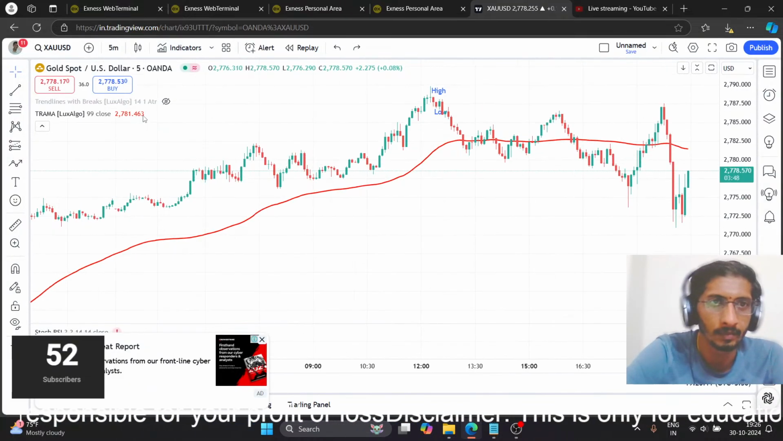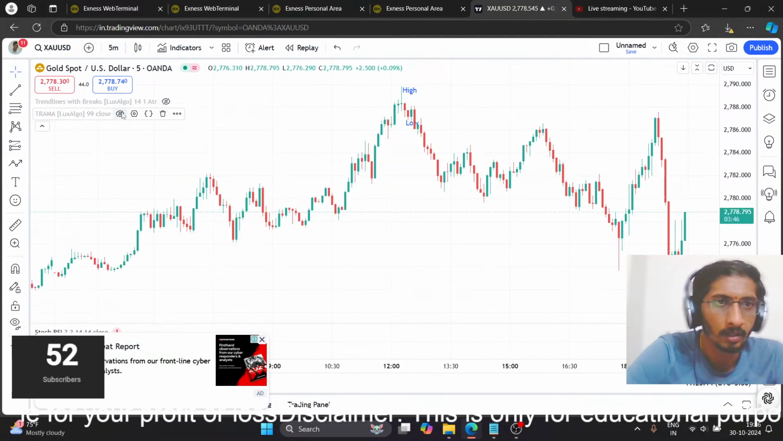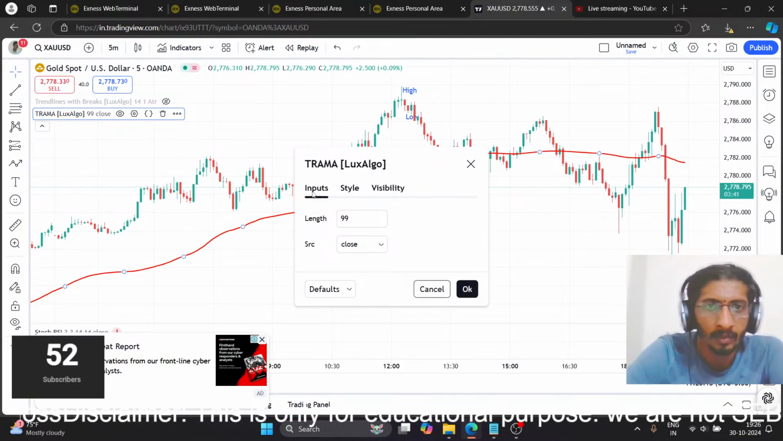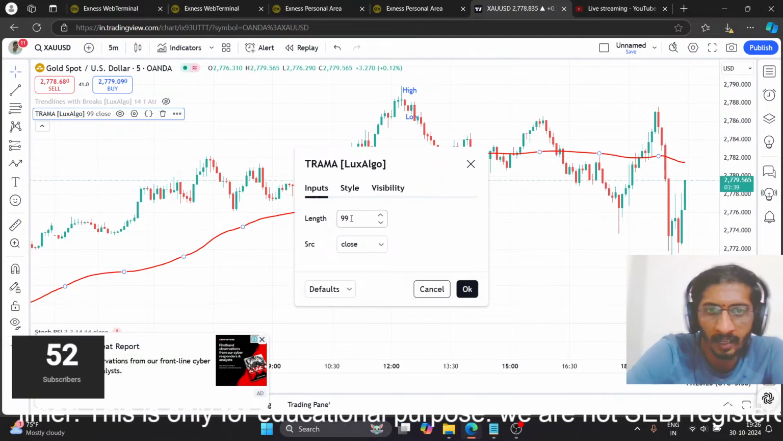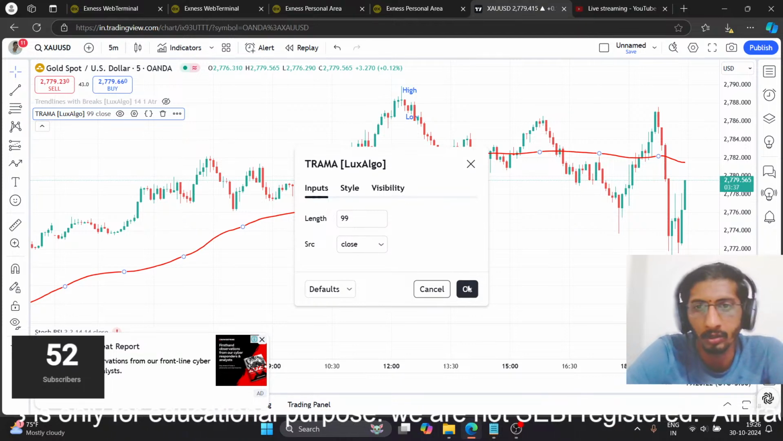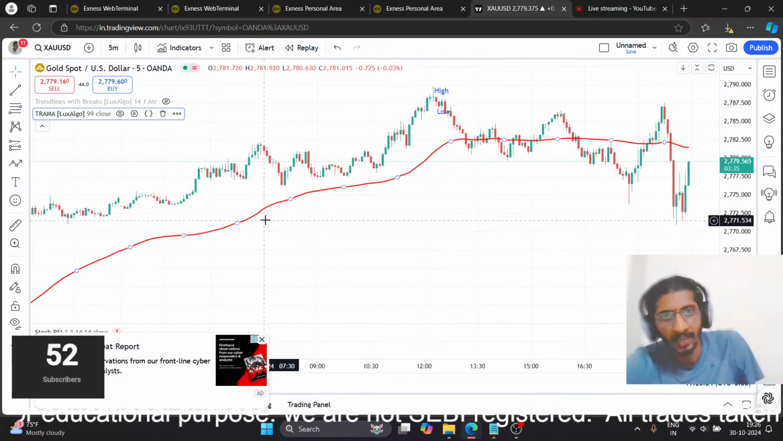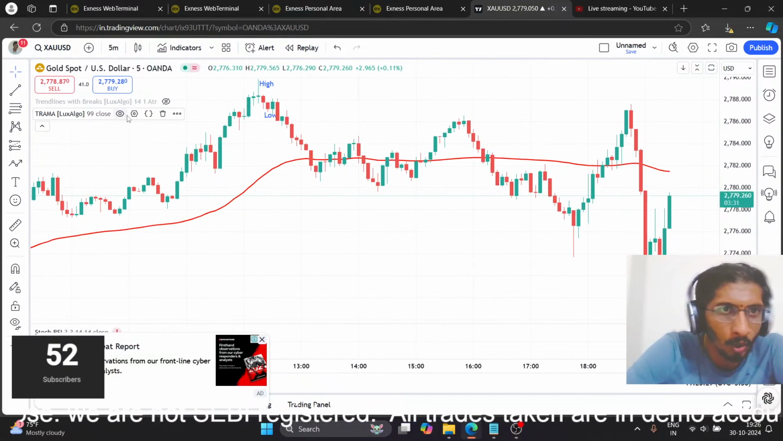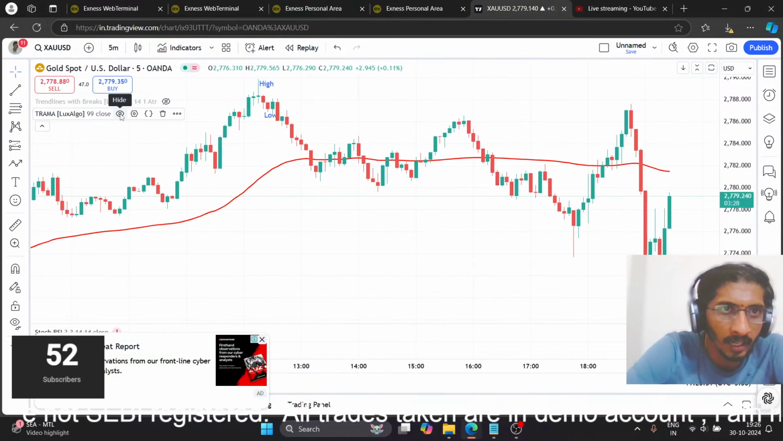Okay. It's not allowing me to add. I'll show you the settings. Once you click on that, you'll get a pop-up box like this. You just need to change the inputs to length 99 and SRC to close and click on OK. So you will start getting this extra red line in your TradingView. If you don't want it, you can just click on this eye here to hide.